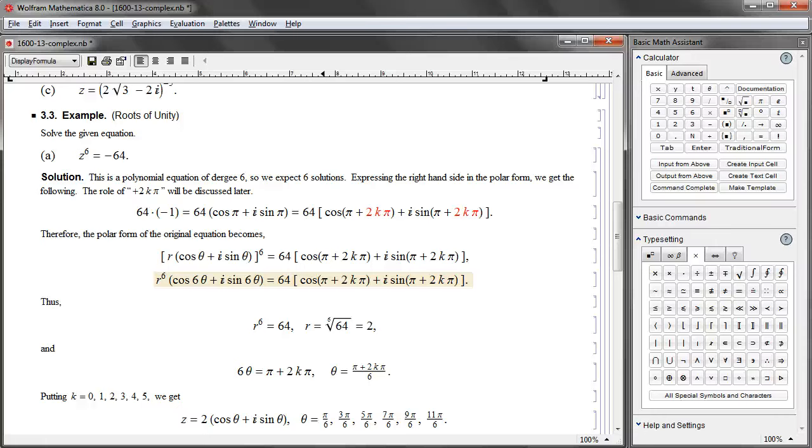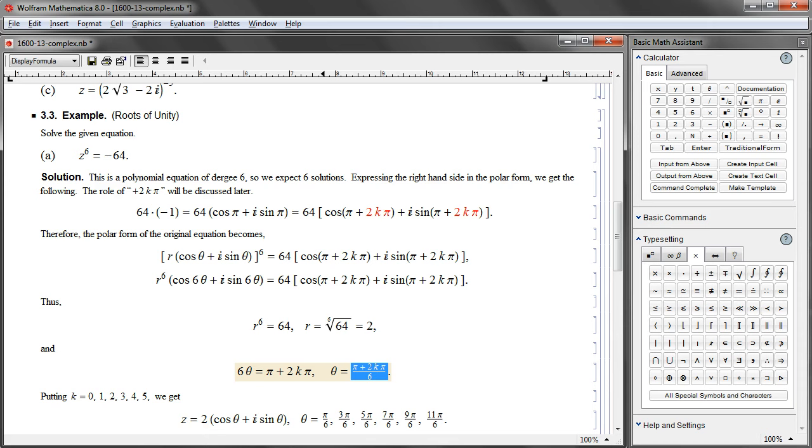Now, comparing the moduli, we get r to the 6th power is equal to 64. So r is the 6th root of 64. That's 2. We have a unique solution here for the modulus, and that's to be expected. How about the argument? That's where this plus 2k pi is doing its work. 6 theta is equal to pi plus 2k pi. So if I divide everything by 6, what do you get? Theta equal to (pi plus 2k pi) over 6.